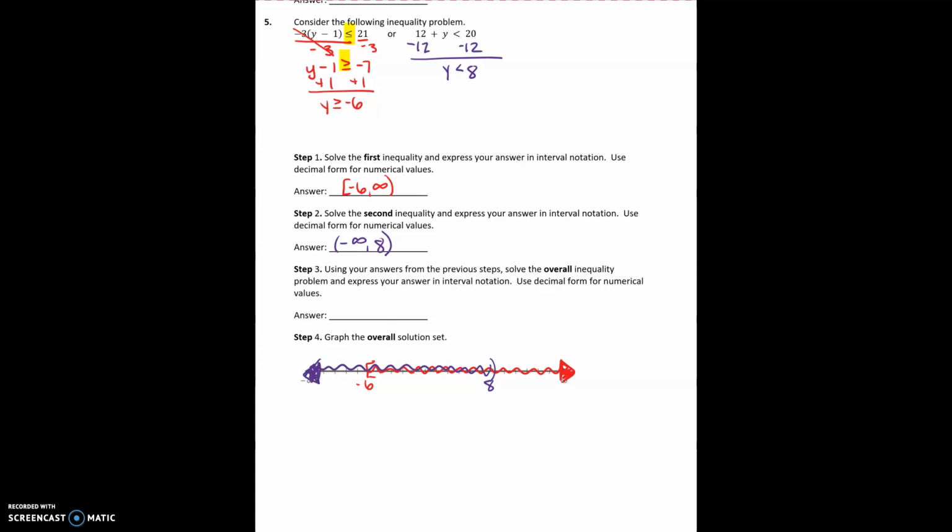All right, and I'm going to look at my wording up here. The wording is or. So as long as a number is an answer to one or the other, it's an answer to the whole thing. And if I look at my inequality line, it's completely shaded everywhere. So our answer to this one is all real numbers. In interval notation, that's -infinity to infinity. Okay, if the wording would have been and, then our answer would have been -6 to 8, because it would need to be the numbers where they're both shaded.